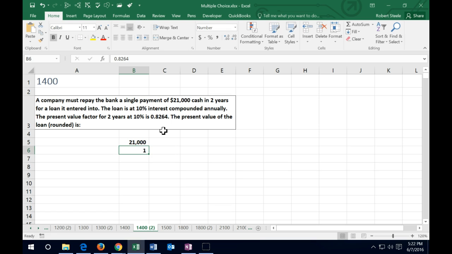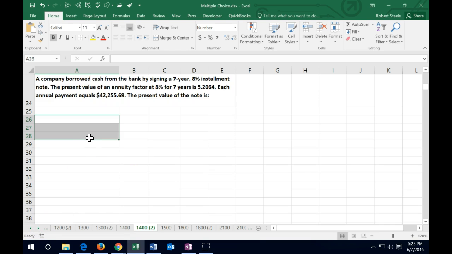then I'm going to go ahead and add decimals. Go to the Home tab, Numbers, add 4 decimals. Going to underline: Home tab, Font, underline. Then we're just going to say this equals the 21,000 times the factor that was given to us. And so therefore, the present value, today's value, is 17,354 if we were to pay back the loan of 21,000 after 2 years at 10%.